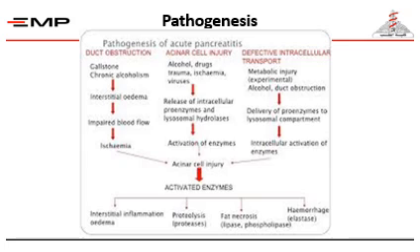Looking at this diagram, we have three ways of pathogenesis. Duct obstruction by gallstones or chronic alcoholism leads to interstitial edema, impaired blood flow, and ischemia, which lead to acinar cell injury. Another way is acinar cell injury by alcohol or drugs, trauma, ischemia, or viruses, which leads to release of intracellular proenzyme and lysosomal hydrolase, leading to activation of these enzymes, which lead to acinar cell injury.